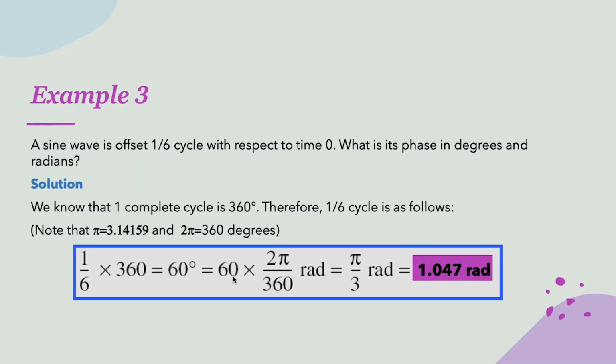And if you want to convert the 60 degrees phase shift into radians, right, this will be 60 multiplied by 2 pi divided by 360 radians, which will be equal to pi over 3 radians, right? Pi is roughly 3.14, or 22 over 7 to be exact, and this will equate to 1.047 radians. So pi is 3.14159 over here, or 22 over 7, and then 2 pi is equal to 360 degrees.